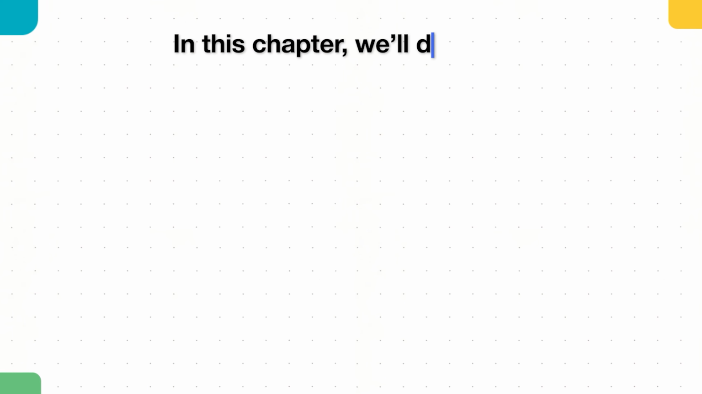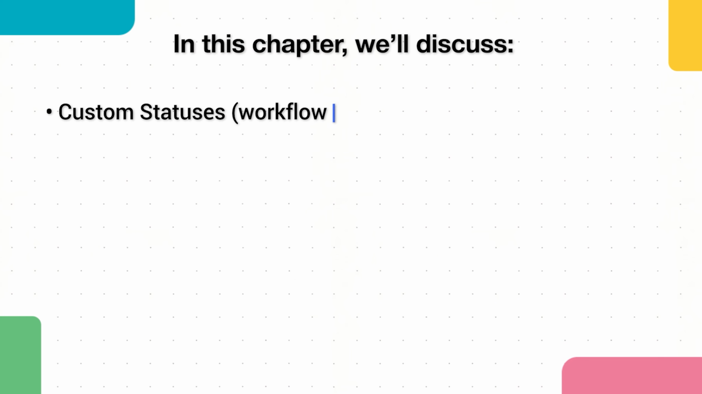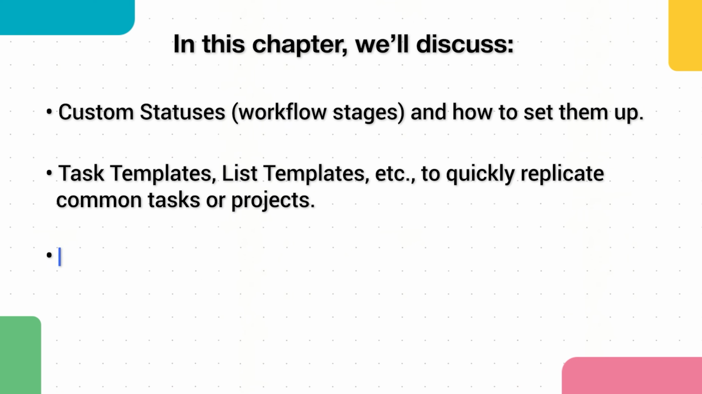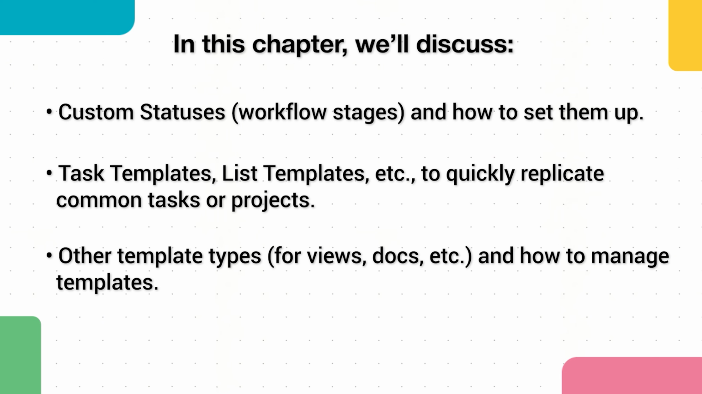Every team has their own way of working. Maybe a specific set of task statuses, or certain steps that repeat every project. ClickUp is highly customizable to fit your workflow, and you can create templates to reuse setups and avoid reinventing the wheel each time. In this chapter, we will discuss custom statuses, workflow stages, and how to set them up. Task templates, list templates to quickly replicate common tasks or projects. Other template types for views, docs, etc., and how to manage templates.